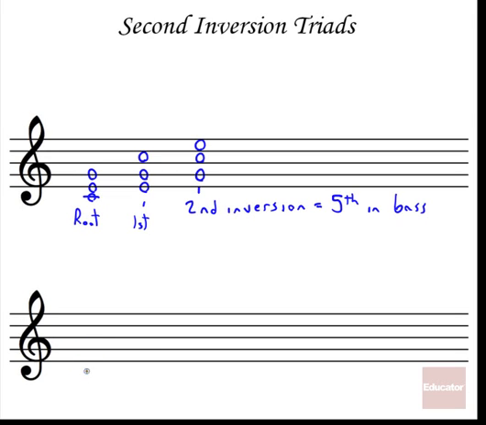So let's take the diminished chord in C major, which is, of course, the triad on the seventh degree. So in C major it would be B, D, F. And here it is in root position. And I'm going to go through the inversions to get to second inversion. So let's first put the D in the bass, and this gives us first inversion. And now with the F in the bass, we have second inversion.